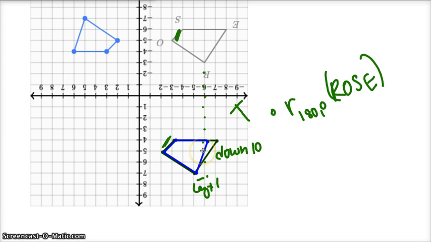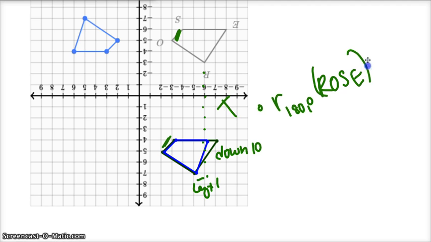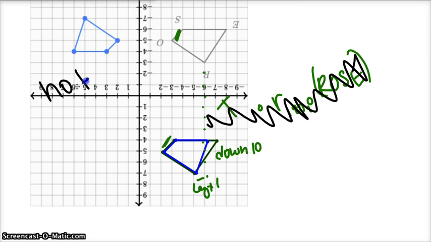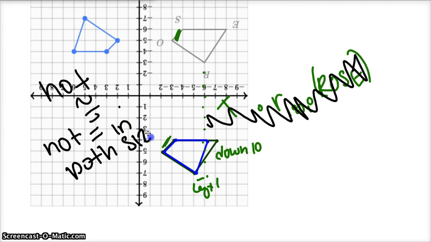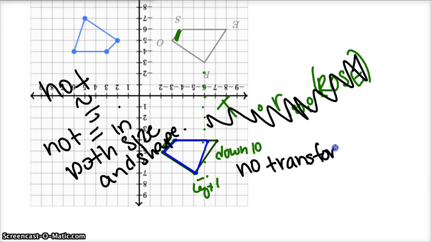The original blue shape that I needed to map it onto doesn't match the green shape, this ROS shape. So even though I was able to write a translation rule or transformation rule, because the two don't map onto each other perfectly, they're not congruent in both size and shape. These triangles are not congruent. Again, the idea there is that they are not equal in both size and shape. The reason behind that is that no transformation maps one onto the other.